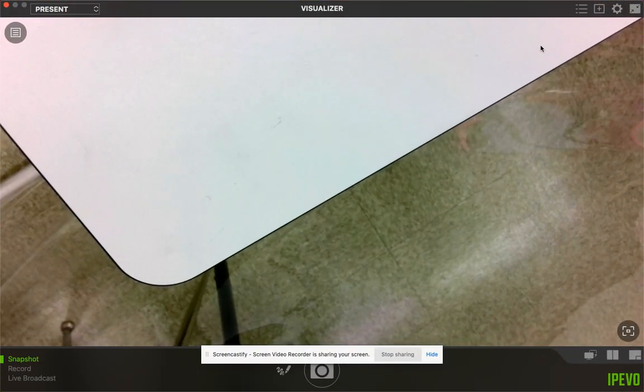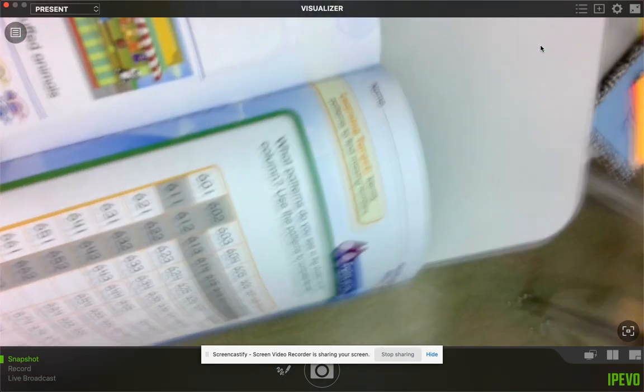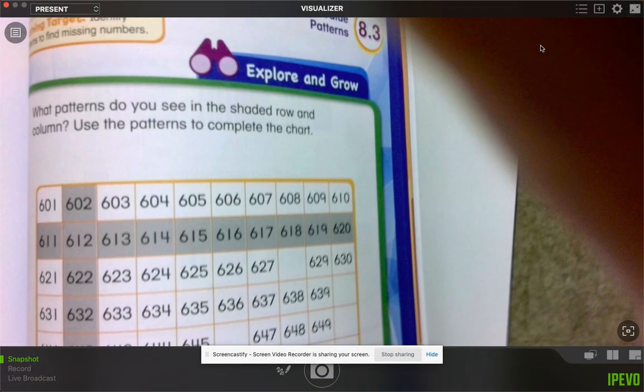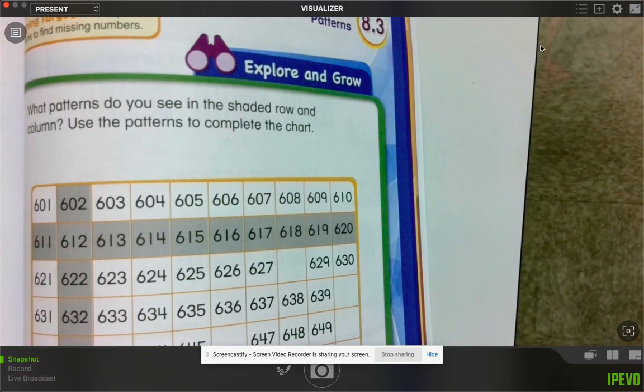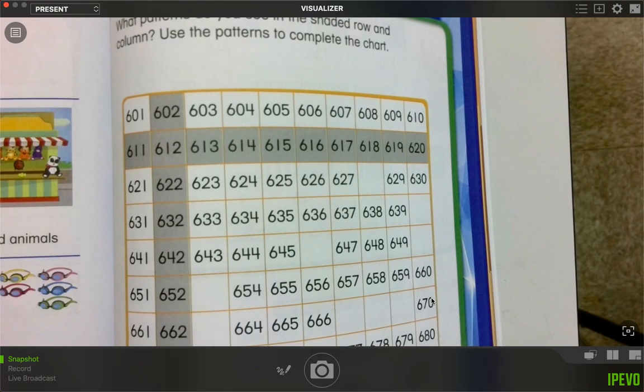Hi, second grade. All right, we are going to do a lesson in math 8.3, and this is page 363. Okay. All right, so today's lesson is very simple.